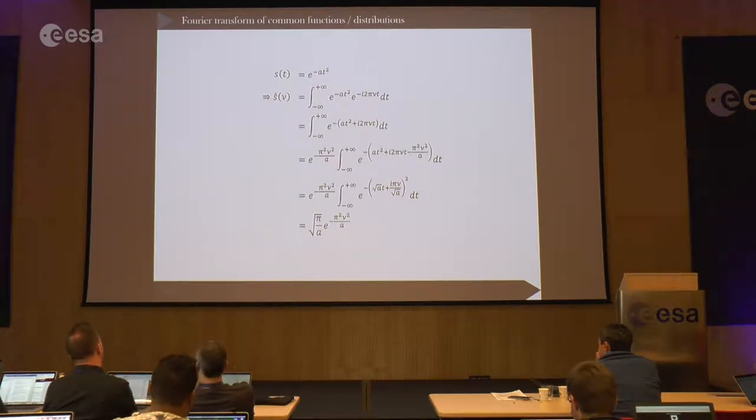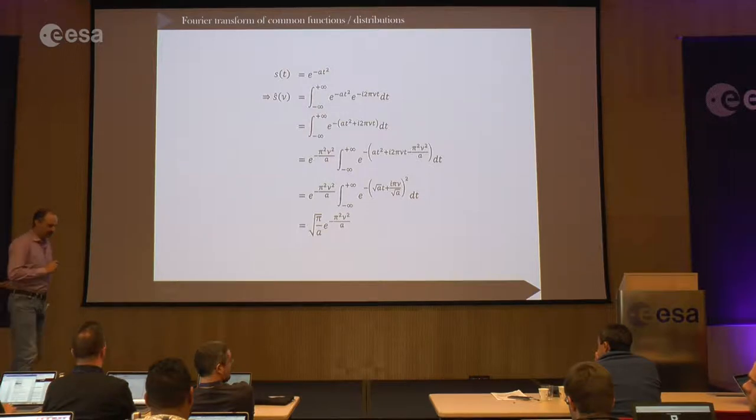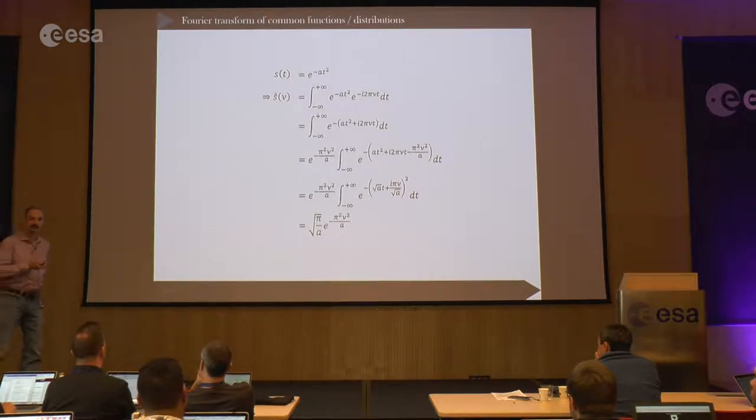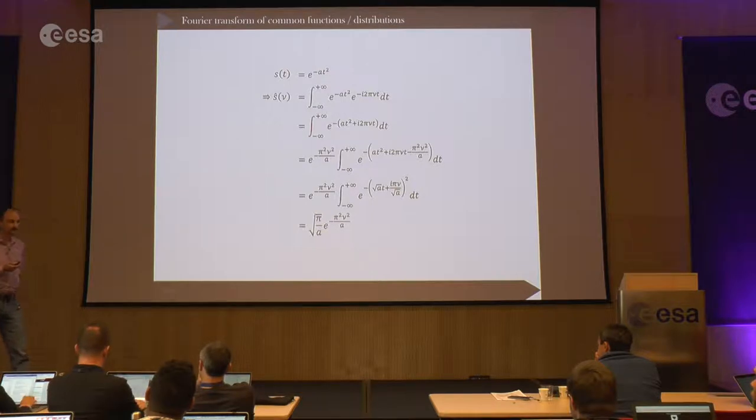The square function, because it appears due to the finite duration of your data. The Dirac function, because it will represent the sampling of your data. You're never using continuous signals. You're always using discrete signals. And so these will appear all the time, which is why I mentioned that here.